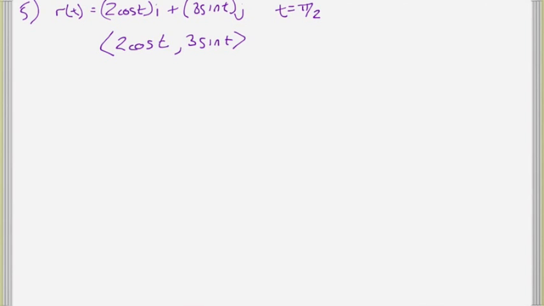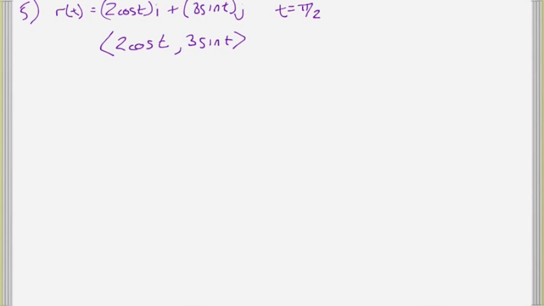For part A, it asks us to draw the graph. Just do this on the calculator as a parametric. That's the easiest way to get a graph of a vector-valued function: treat it as a parametric and graph it in parametric mode, with the i part being the x equals equation and the j part being the y equals equation.